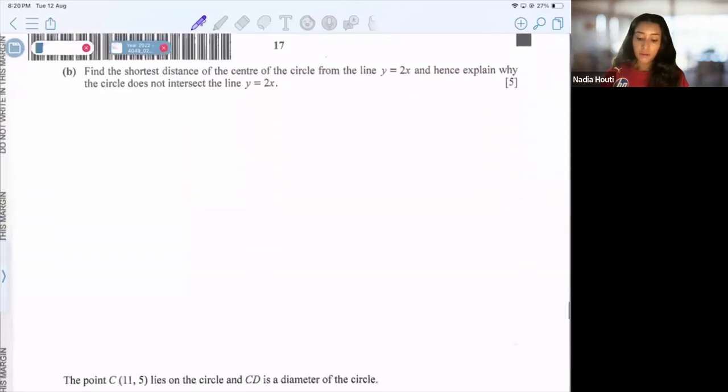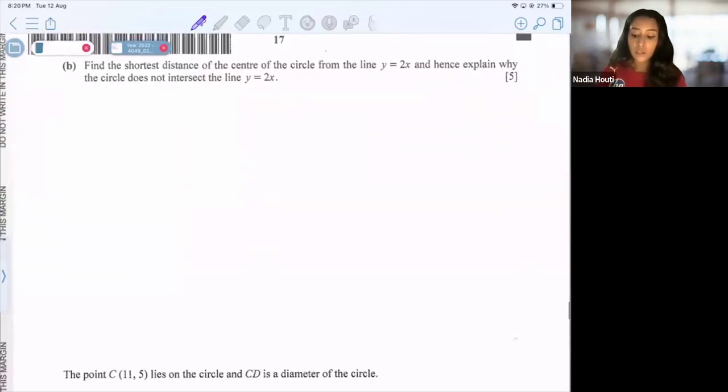For the next part, find the shortest distance of the circle from the line y equals 2x, and hence explain why the circle does not intersect the line y equals 2x. So there are two parts here, but we need to do the first part before we can even think of the second part. Maybe a bit of a sketch can help us visualize this.